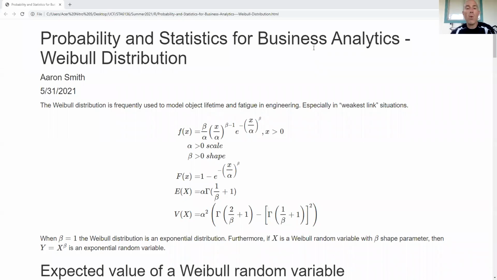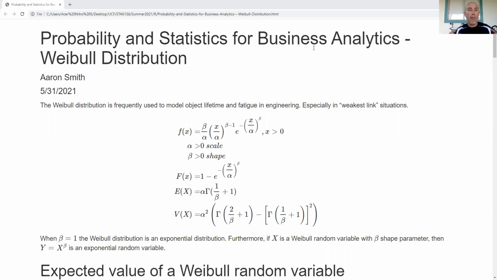Hi, in this video, we want to take a look at the Weibull distribution. Okay, the Weibull distribution, if you look at the density, looks visually similar to a gamma distribution, but it's a little bit different. It's frequently used to model the lifetime of objects and time between failures in engineering, also in survival analysis. It's especially useful in weakest link situations.